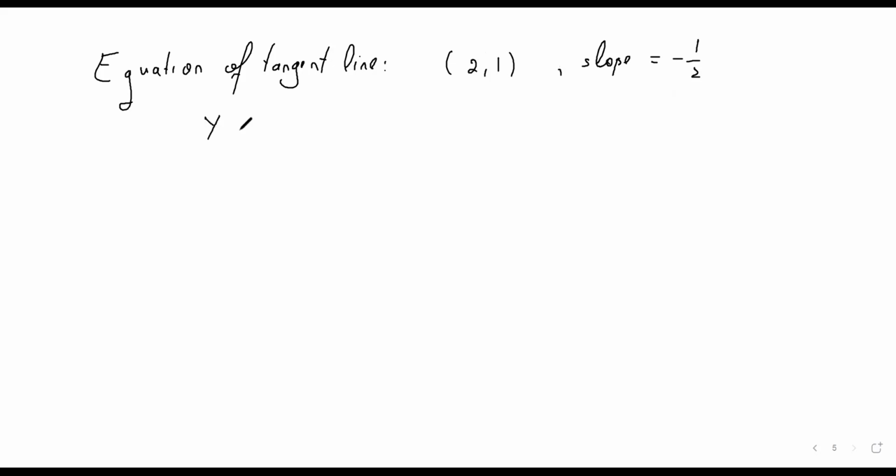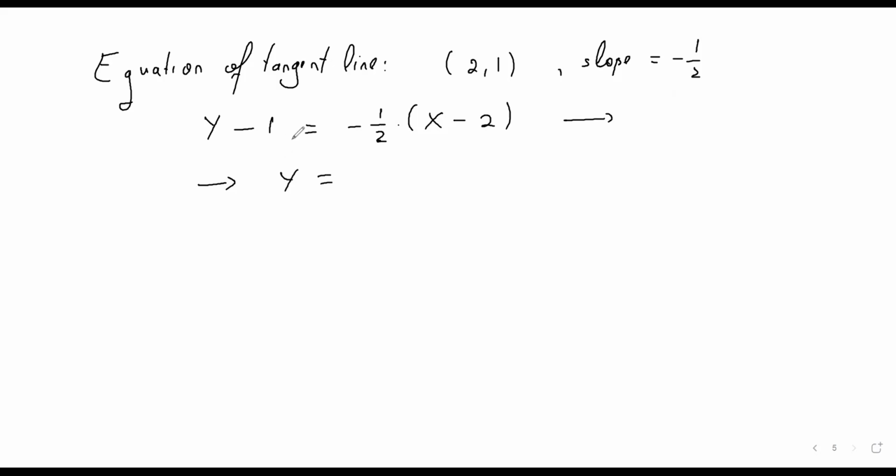The general equation of a line is y minus 1 equals the slope, which is negative 1/2, times x minus 2. So this is the general equation of this line, and you can write it if you want to write. This is the point slope formula. If you want to write the slope intercept formula, just solve for y.